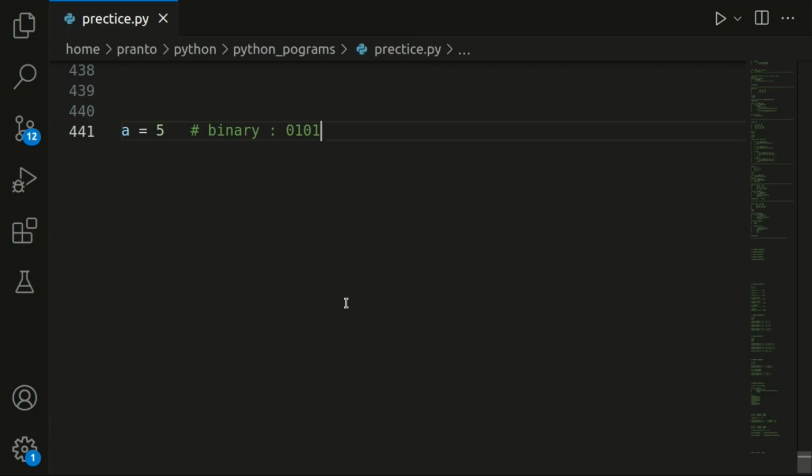Here A is assigned to the positive value 5. Binary format of 5 is 0101. If I apply the bitwise NOT operator to A, it flips all the bits of A and results in 1010 in binary. The binary representation 1010 is interpreted as a negative number in 2's complement form.